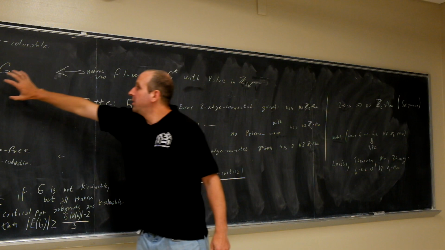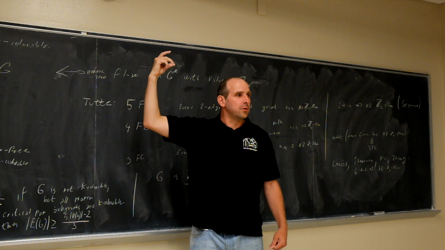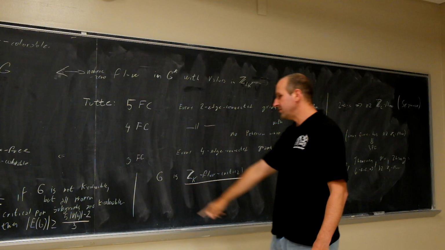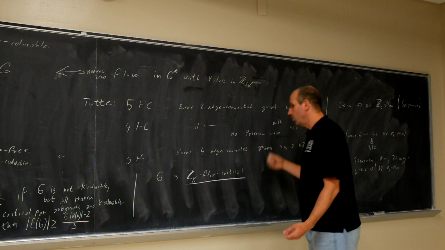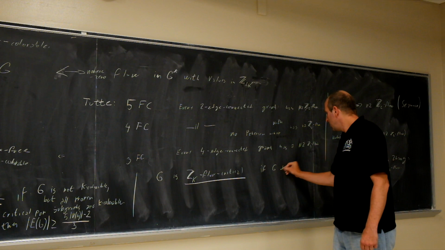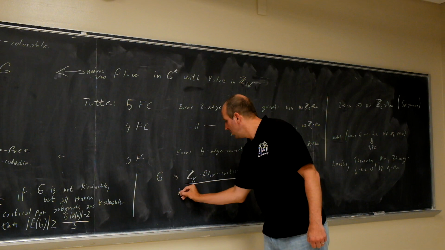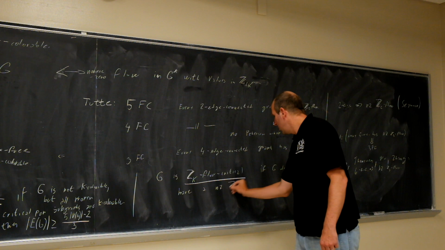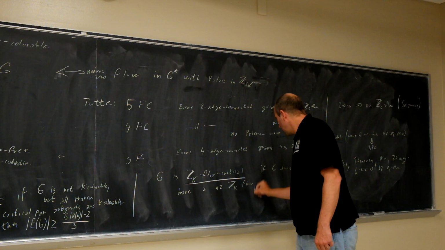If you delete an edge in planar graphs, what happens in the dual? You contract the corresponding edge of the dual. So basically, we want to replace here the subgraphs or the deletion of edges by contraction of edges. So G is ZK flow critical if G does not have a nowhere zero ZK flow, but every proper contraction of G does.